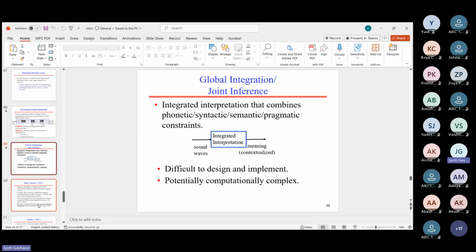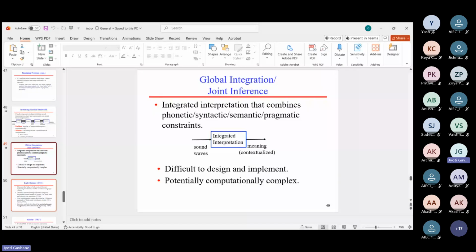Now, global integration or joint inference. Integrated interpretation that combines phonetic, syntactic, semantic, and pragmatic constraints. So everything is integrated in one module. So directly sound waves are converted into the contextualized meaning. So that is your joint inference. Difficult to design and implement. If I want to integrate 4-5 modules into one module, then that task will be very difficult, potentially computationally complex. So in both ways, to develop and for computation also.